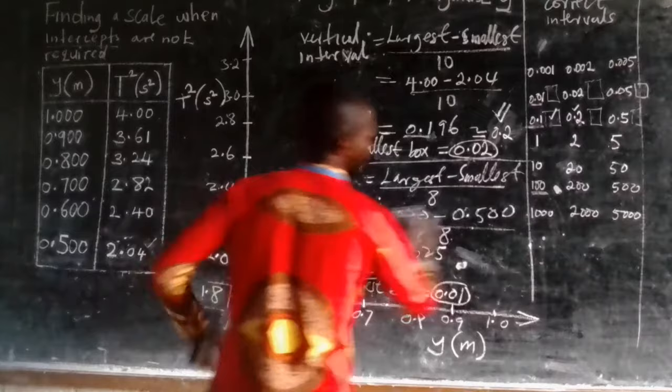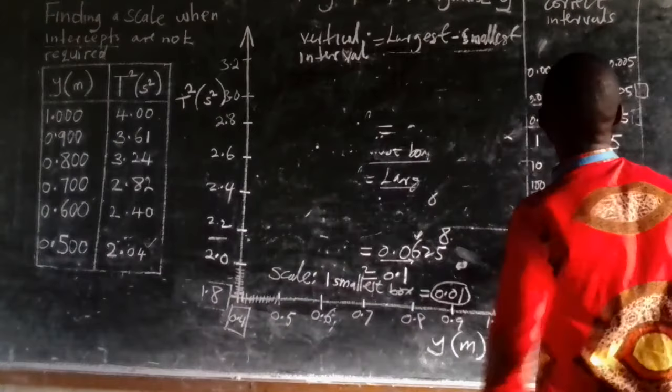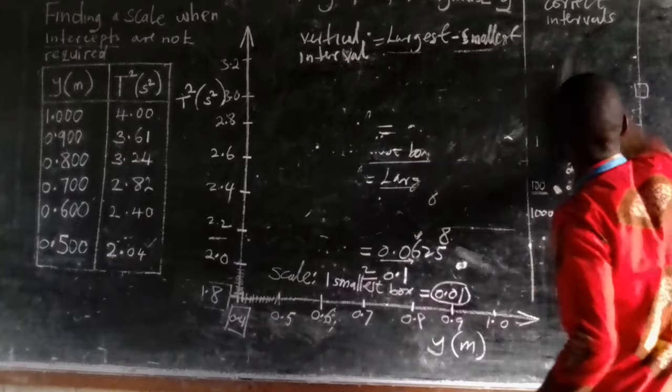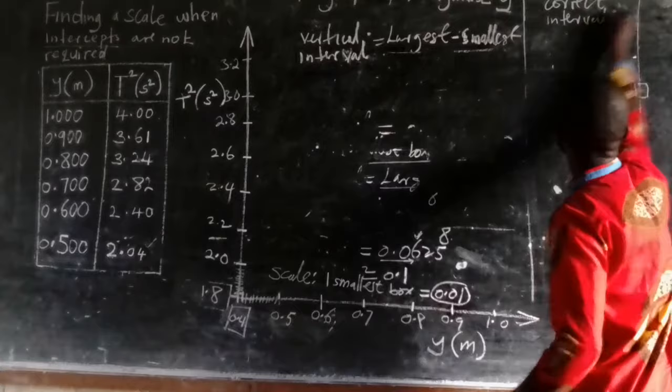And also this table works very well. It is easy to generate. Table of convenient intervals helps us to know the correct interval, which will lead us to a correct scale.